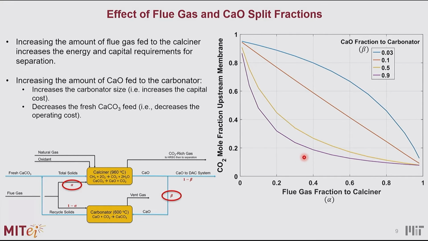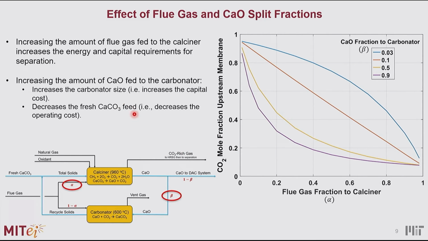And then if you look at it from a different way, you can, for example, look at a value of 0.4 for the calciner, and then you look at this vertical line. As you go down, you're increasing the value of beta. So as you increase the recycle, you're decreasing also the concentration of the CO2 before the membrane. So it means that as you increase the recycle, you're decreasing the conversion, you're decreasing the amount of calcium carbonate going to the calciner, you're decreasing the CO2 going into this system. That's why you're decreasing the concentration. So this is not favored.